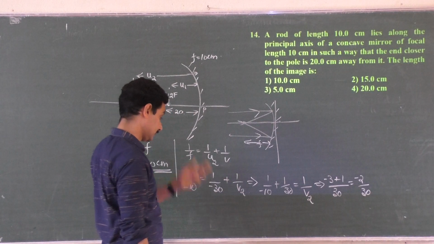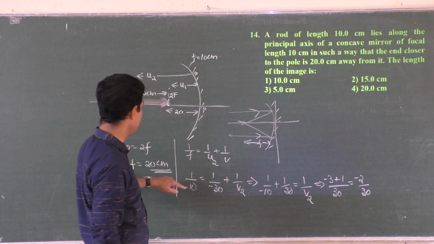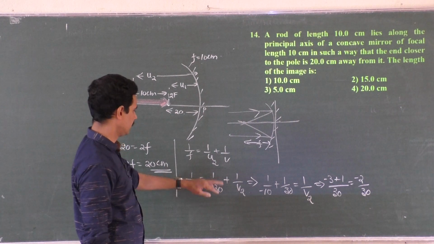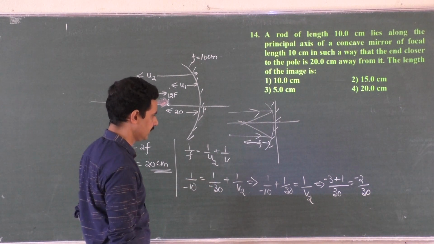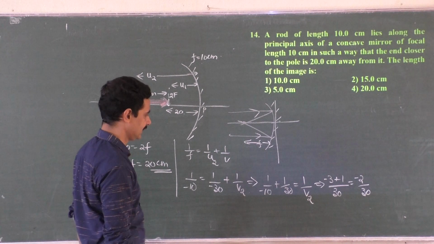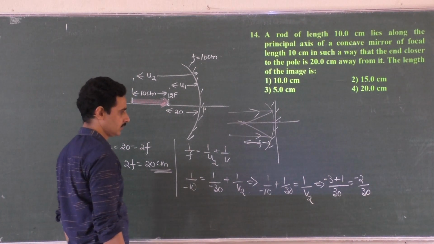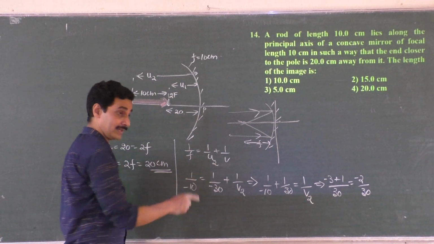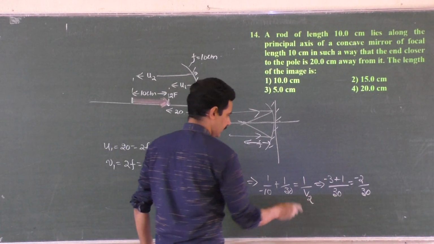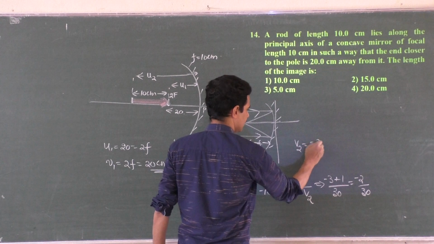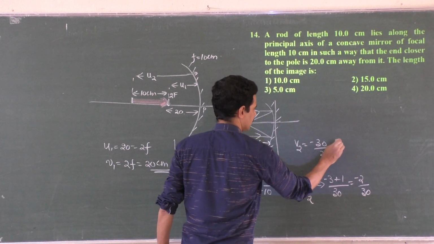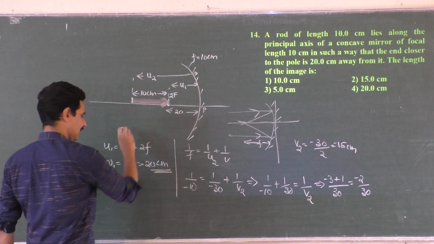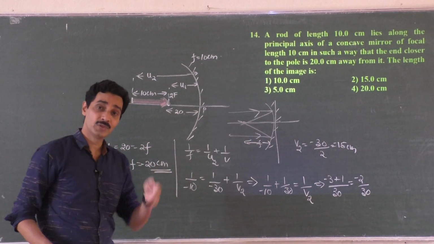Hope I am doing it correctly, right? 1 by minus 10, plus 1 by 30, equals 1 by v2. 30 is common, minus 3 plus 1, so minus 2 by 30, because the image distance is on the same side. That minus is okay, I will discuss it later. What is v2? v2 is equal to minus 30 by 2, minus 15 centimeter. And remember, this is also minus, because it is on this side.